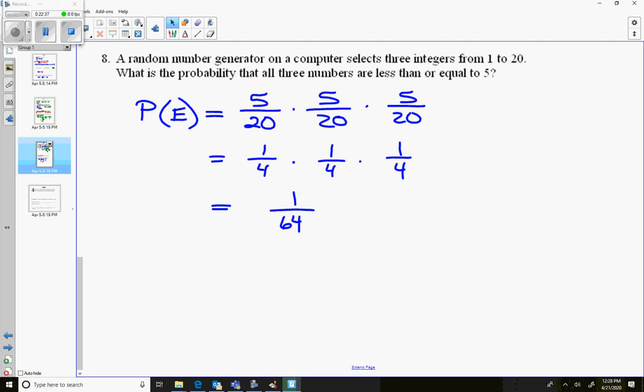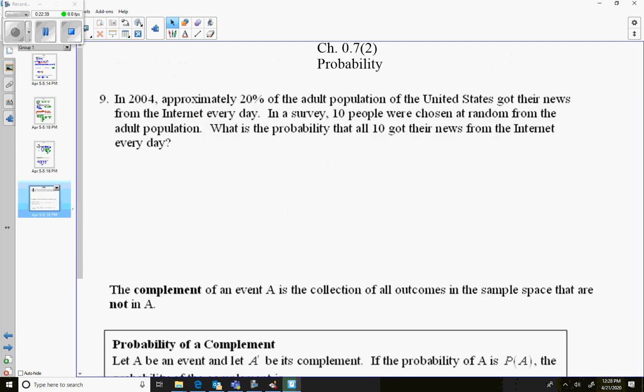All right. Now, page 4. Yeah, page 4 gets a little trickier. All right. In 2004, approximately 20% of the adult population of the United States got their news from the internet every day. In a survey, 10 people were chosen at random from the adult population. What is the probability that all 10 got their news from the internet every day?